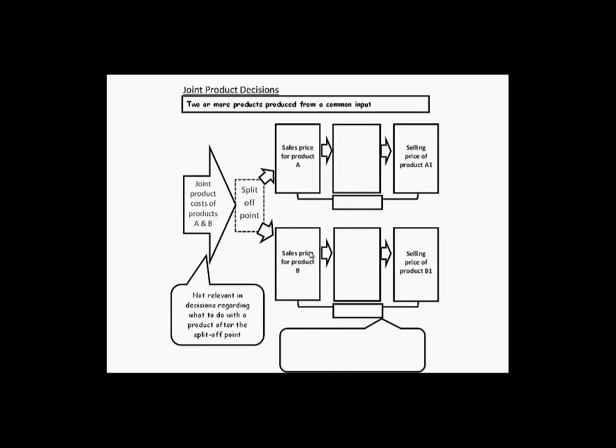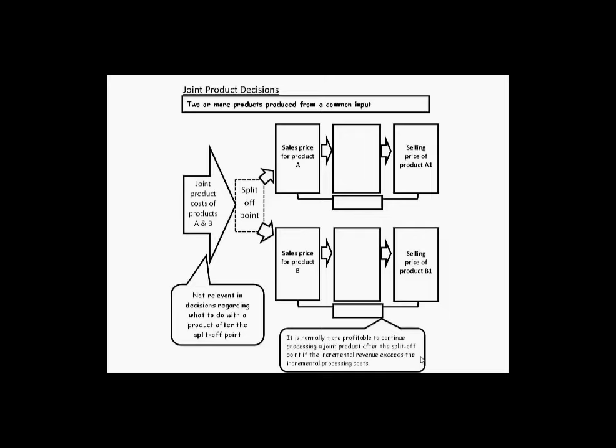Now let's assume that we have split these two products off between product A and product B. Now the question becomes whether or not we can take product A and process it further and then sell it as product A1. So we have to consider the incremental revenue and the incremental cost of producing product A1. If we do that, it is normally more profitable to continue processing a joint product after the split off point if the incremental revenue exceeds the incremental processing cost.